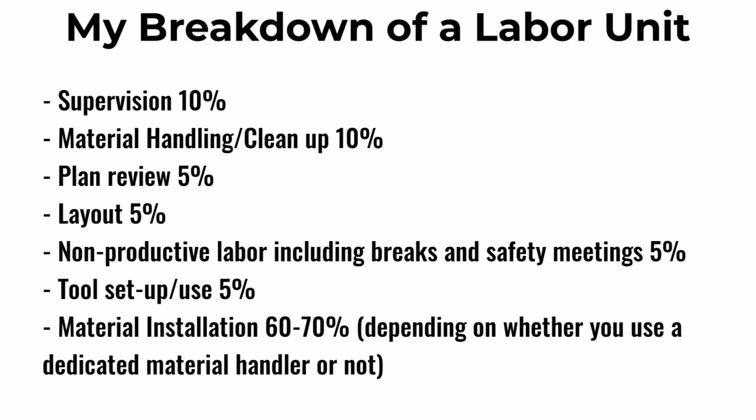The breakdown of a labor unit would look like this. 10% supervision, 10% material handling and cleanup, plan review 5%, layout 5%, non-productive labor including breaks and safety meetings 5%, tool setup and use 5%, material installation 60 to 70% depending on whether you use a dedicated material handler or not. I encourage you to read and study more about labor units and their components.